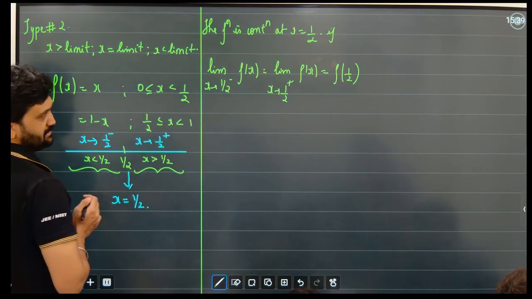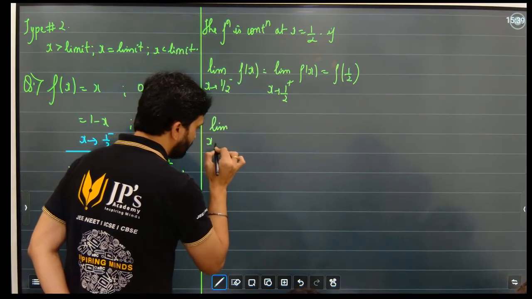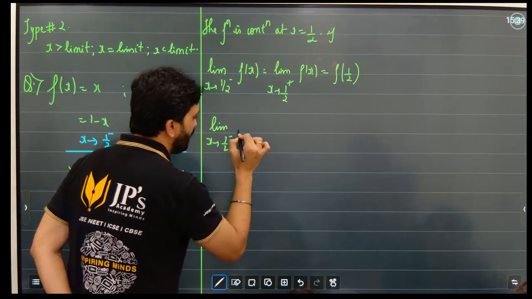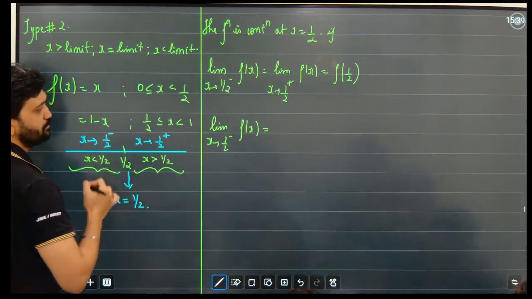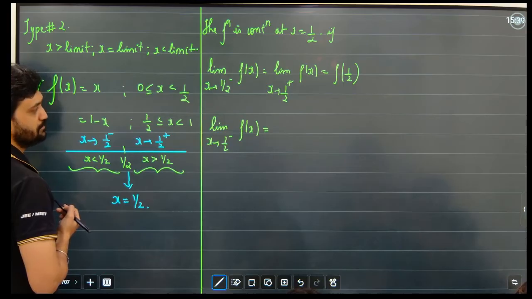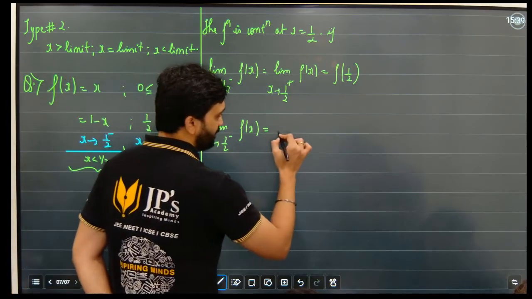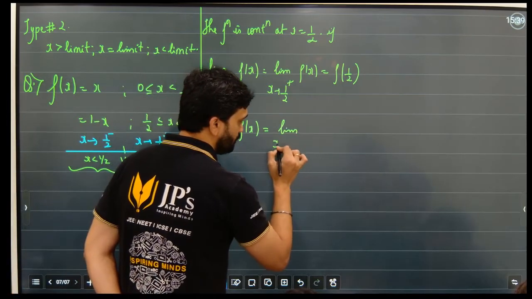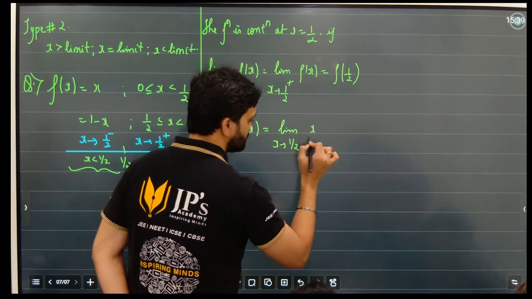अब सुनो मेरा बात ध्यान से, we'll start with limit x tends to half minus f of x. Now, of these two equations, which is the equation where x is less than half? The first one or the second one? First one. So I'll write the first one. The first one is limit x tends to half x.